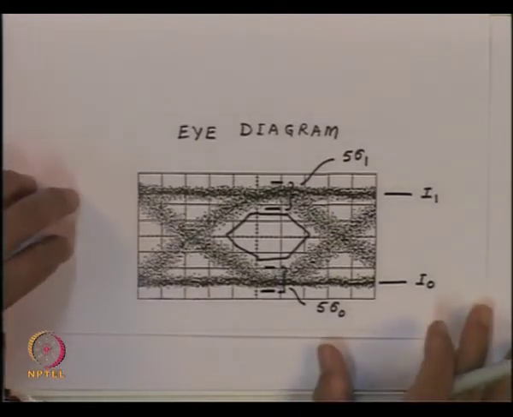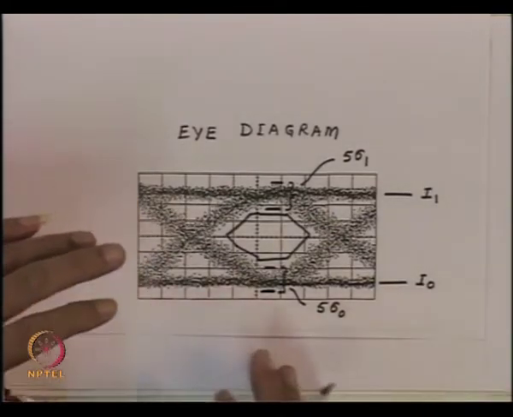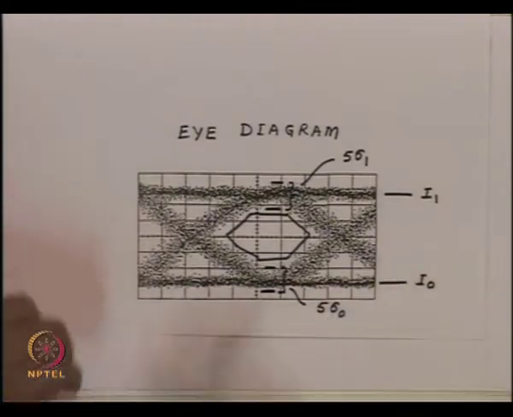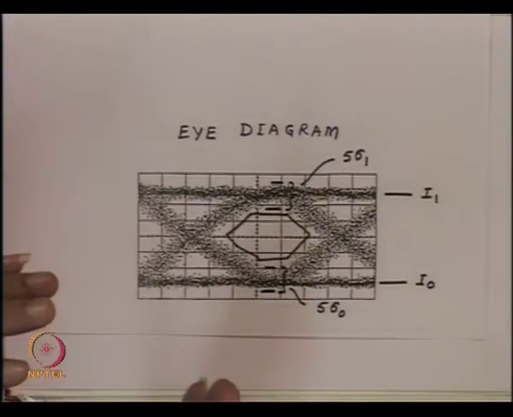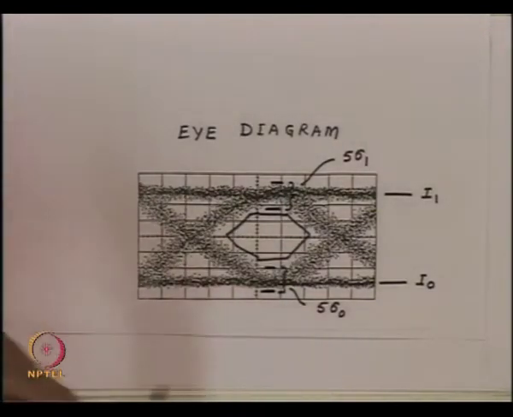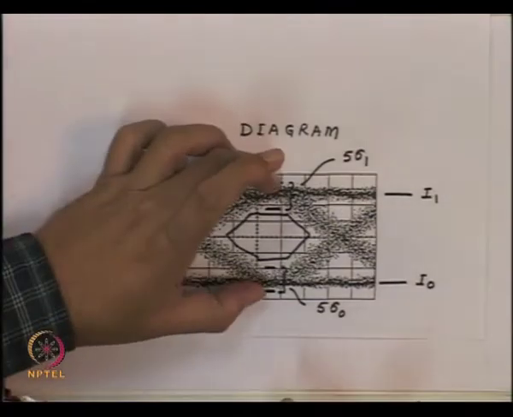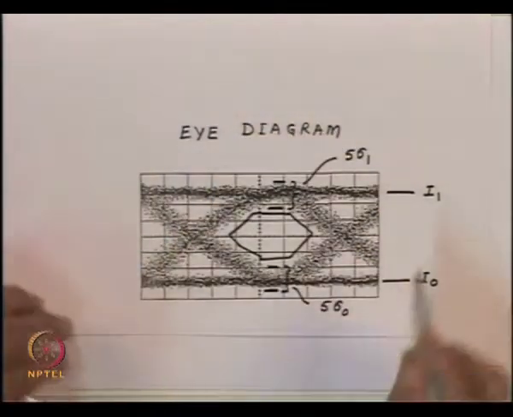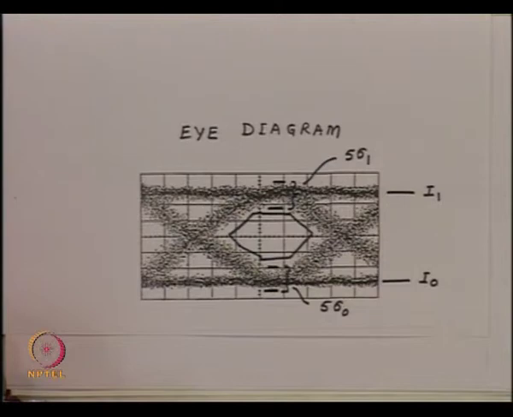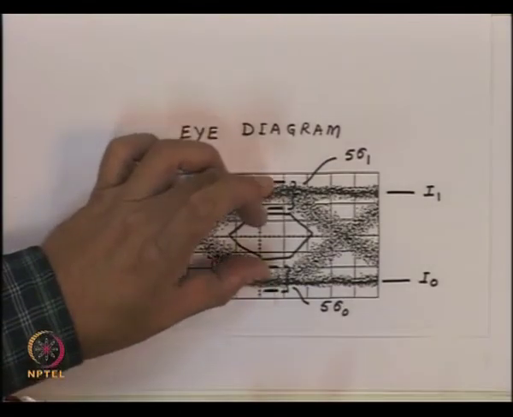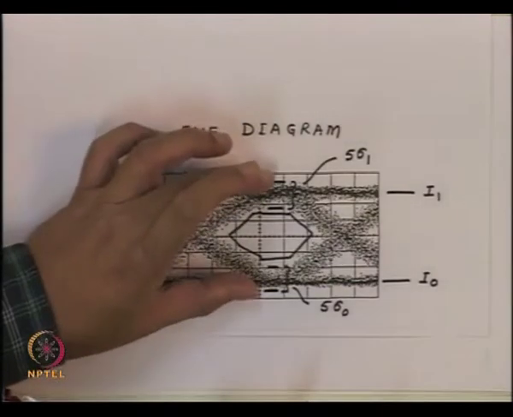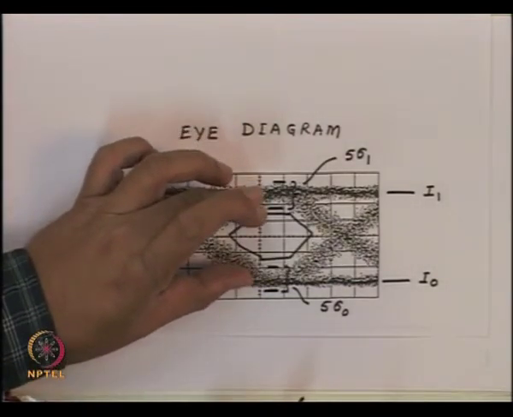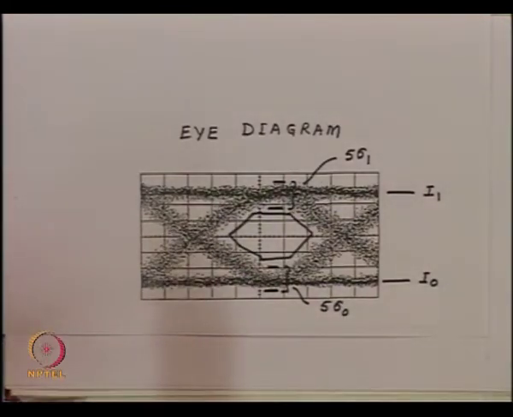Now, we see that as the signal to noise ratio, which is essentially the quantity Q, reduces, this level reduces, I1 minus I0 reduces. So, the eye starts closing vertically. Any reduction in the amplitude of the eye, or a closing of the eye vertically, reflects the reduction in the signal to noise ratio.